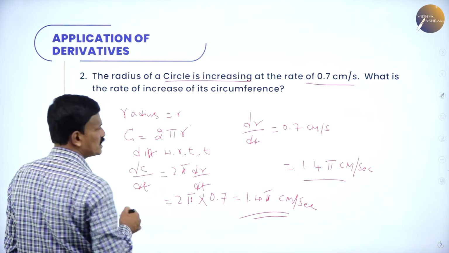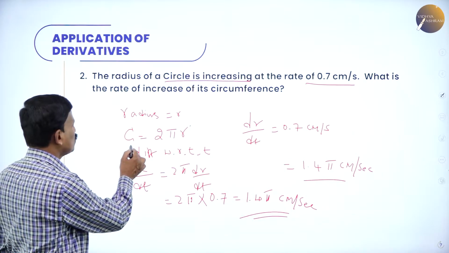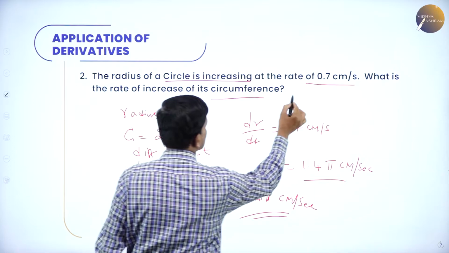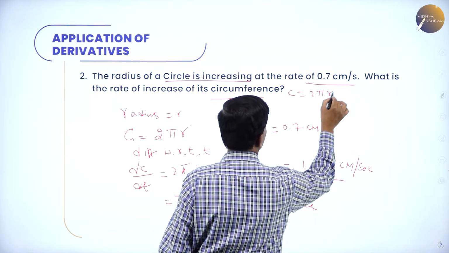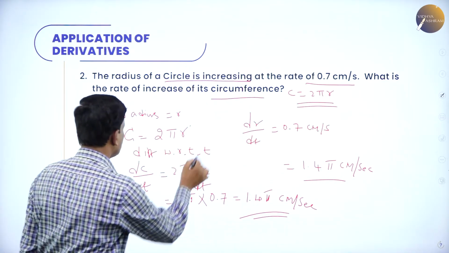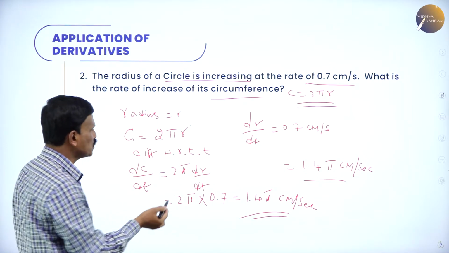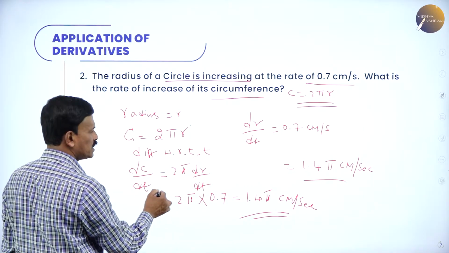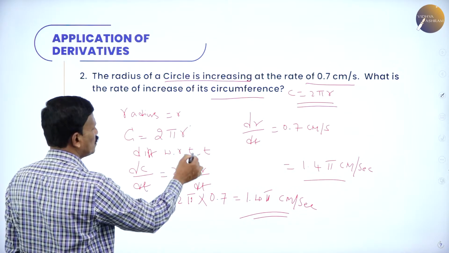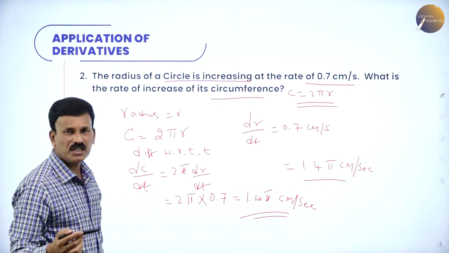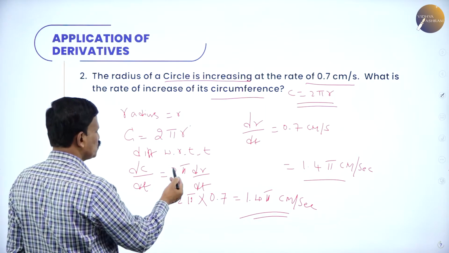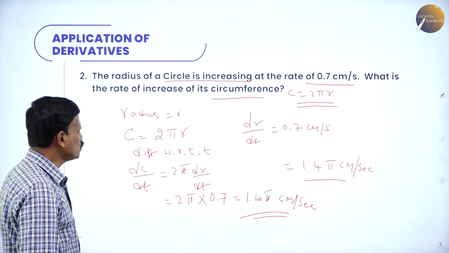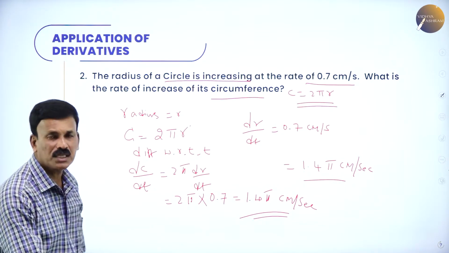The circumference of the circle is given by c is equal to 2 pi r. This is the formula. Differentiating with respect to t, dc by dt is equal to 2 pi into the derivative of r, which is dr by dt, because we are differentiating r with respect to t. 2 pi into, substitute the value of dr by dt, 0.7. 2 pi into 0.7 can be written as 1.4 pi.